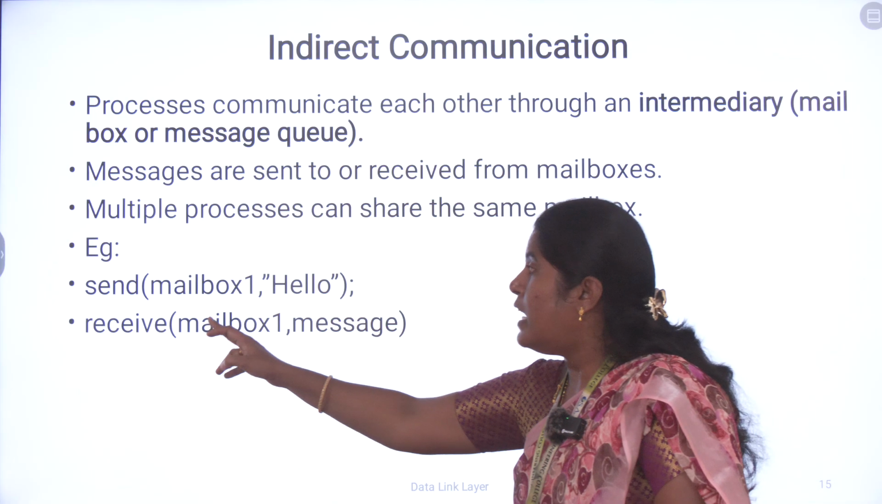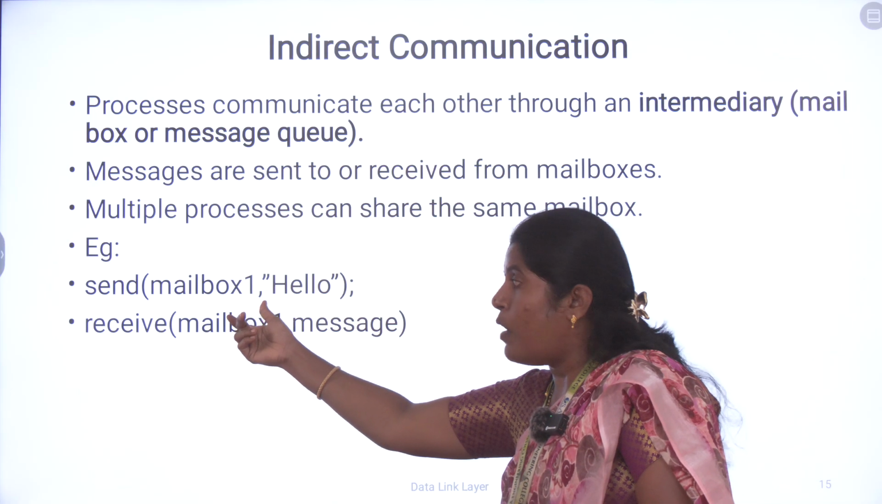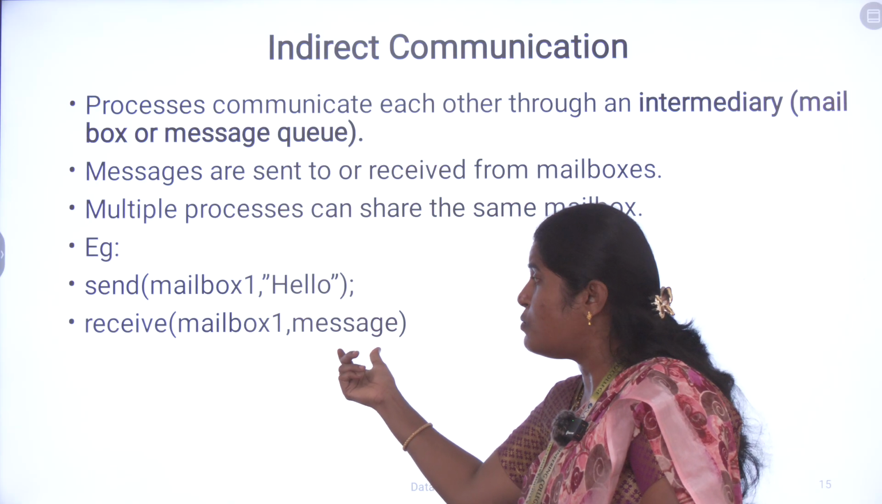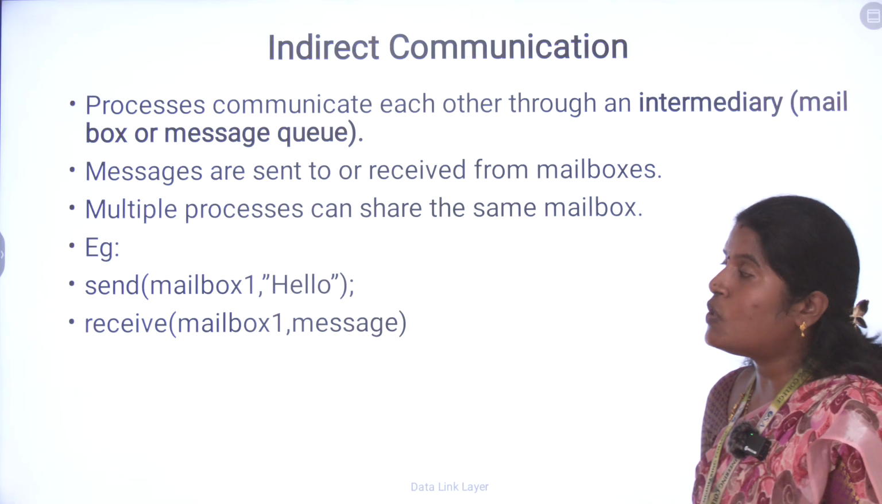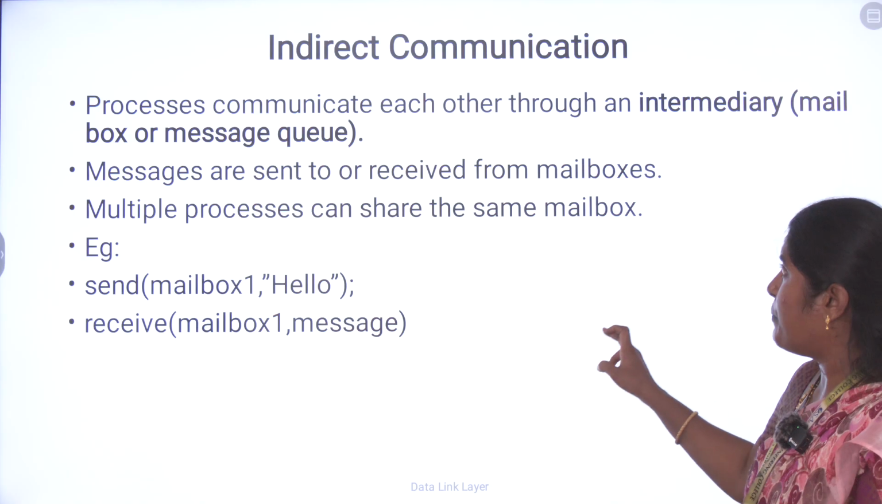For example, send mailbox 1 comma hello. Here hello is a message which is sent to mailbox 1, and receive mailbox 1 comma message. So there might be any message which is received from mailbox 1. So here the communication takes place between the processes through the mailboxes.